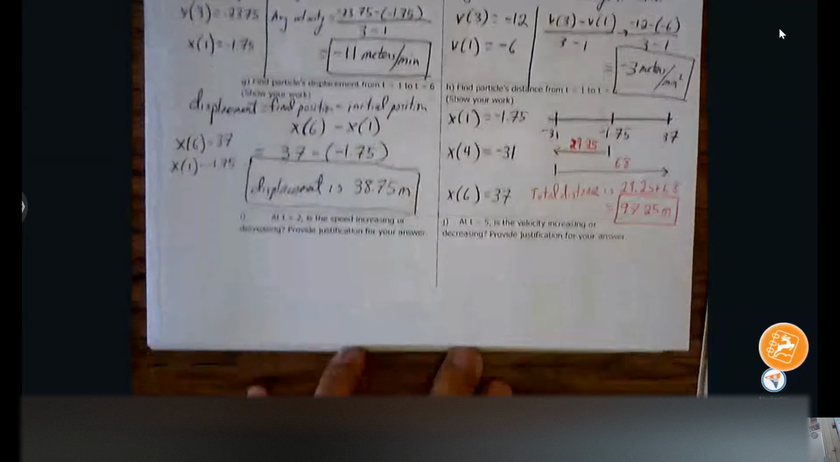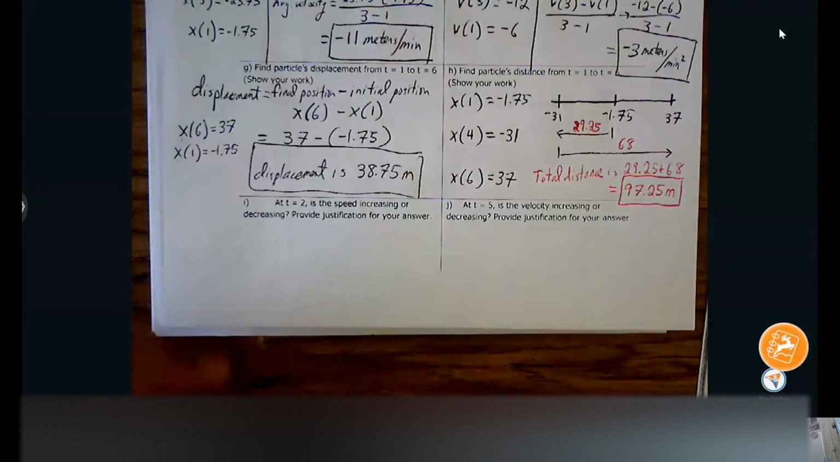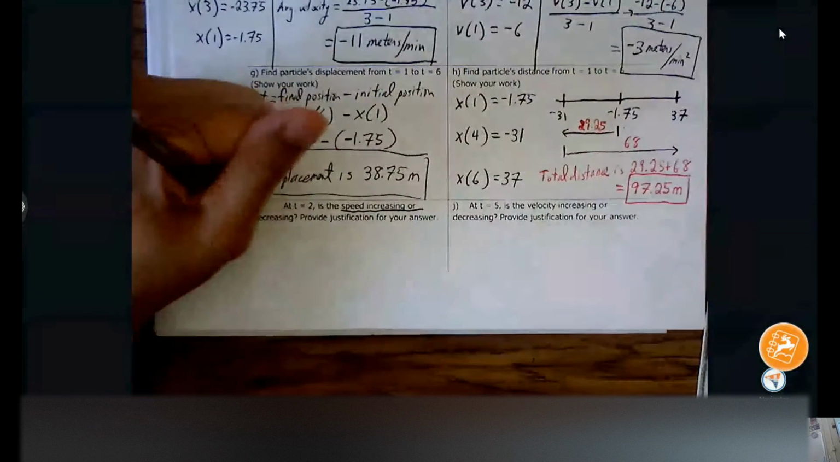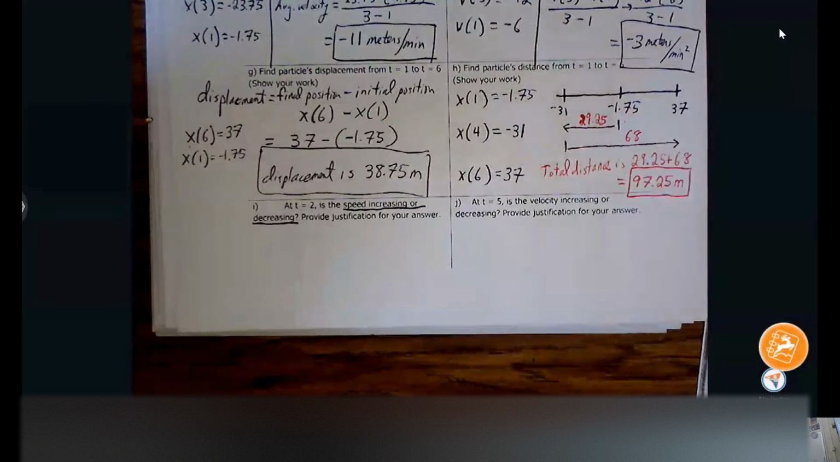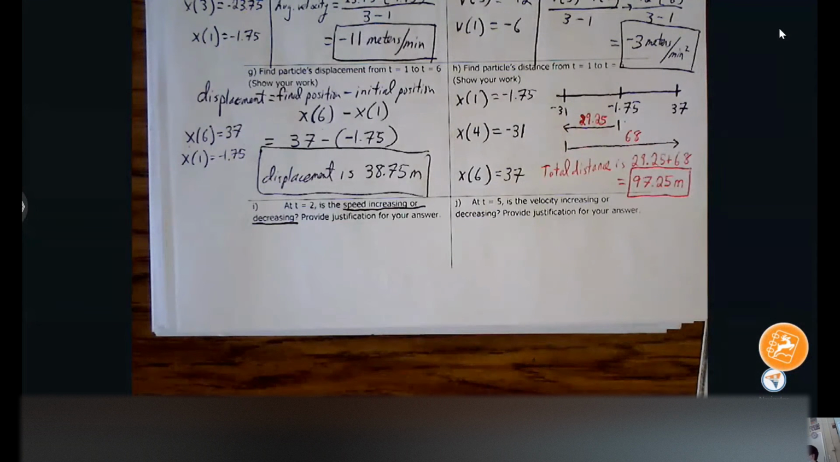Okay, 2 more. At t equals 2, is the speed increasing or decreasing? How do we determine increasing and decreasing speed? By determining the direction, the signs that they have. Yeah, and if they have the same signs, what does that tell us? If they have the same signs, then it's increasing. Yeah. If they have different signs, it's decreasing. Right. We compare signs between velocity and acceleration.